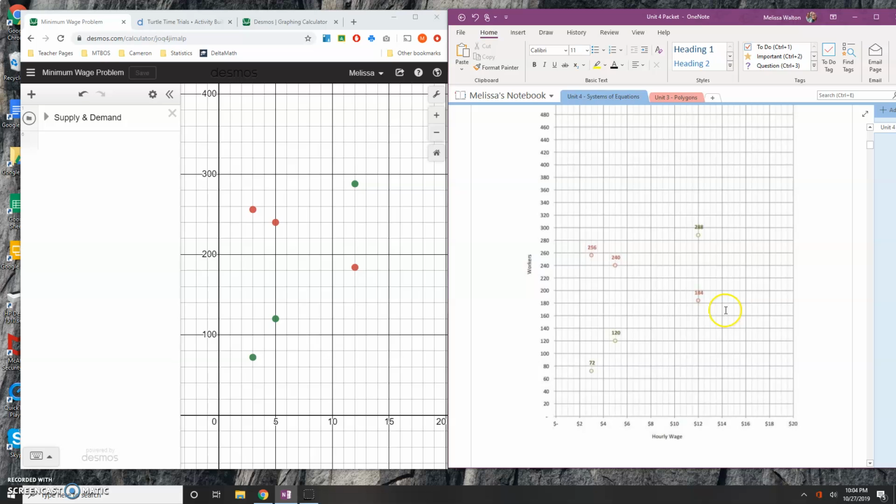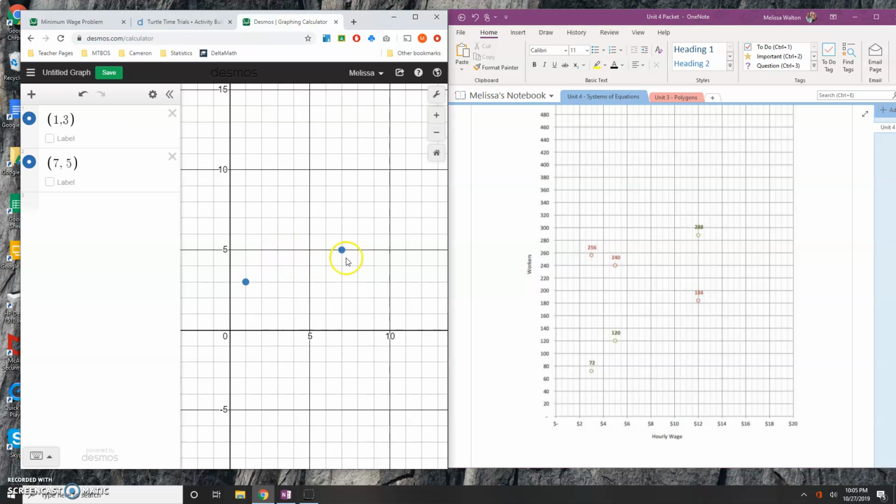Now, what I would like for you guys to do, and Mr. Parsons is going to pause this video here in a moment, is try to write a linear equation through these points and write a linear equation through these points as well. Now, for some of you guys who have enjoyed your 3-day weekend, let's real quick remember how to do that. You guys know how to do this.